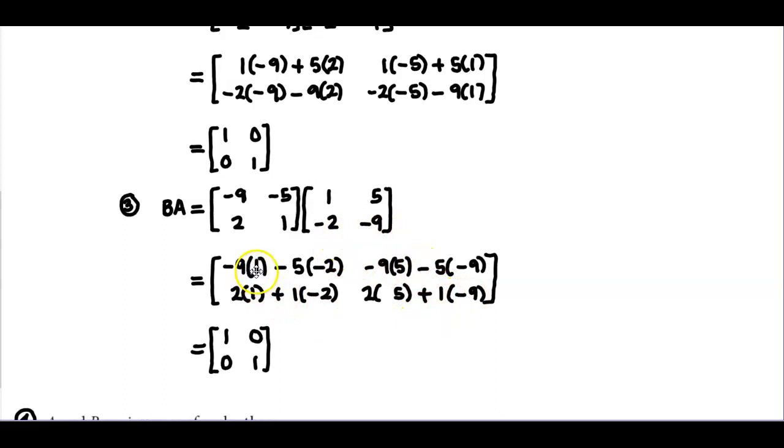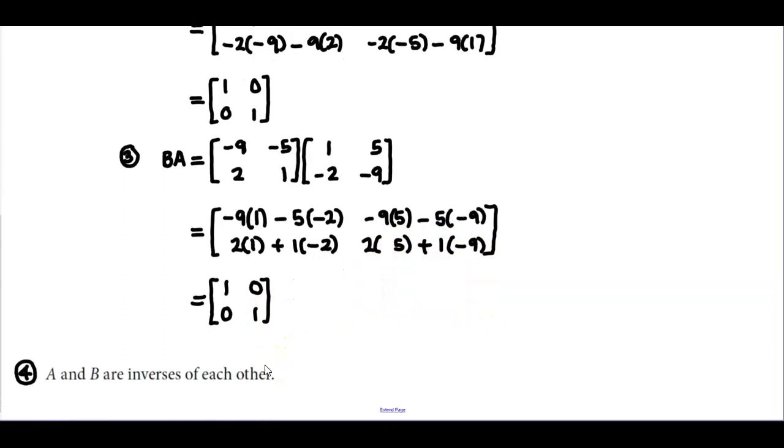So negative 9 plus 10 is 1. Negative 45 plus 45 is 0. 2 minus 2 equals 0. And 10 minus 9 gives you 1. So therefore we can say that A and B are inverses of each other, because when you multiply A times B and B times A, we get the identity matrix in both cases.